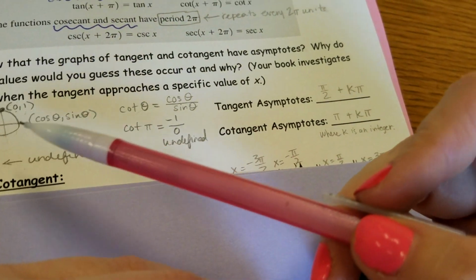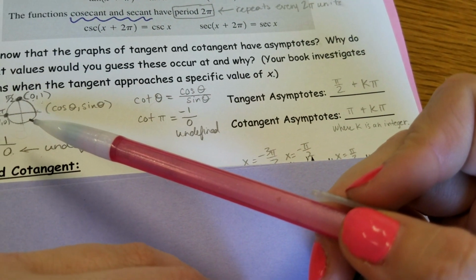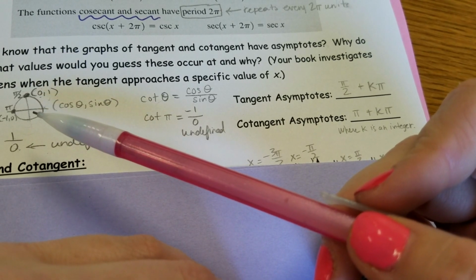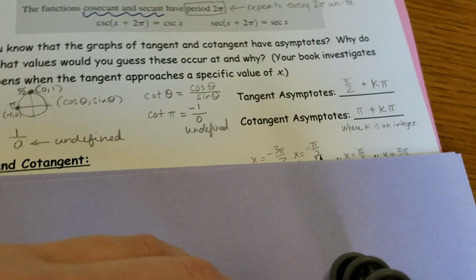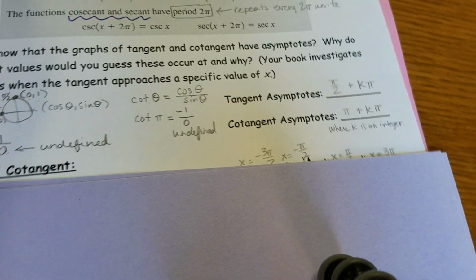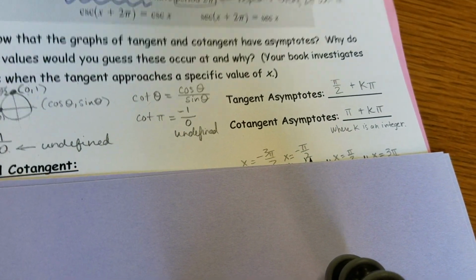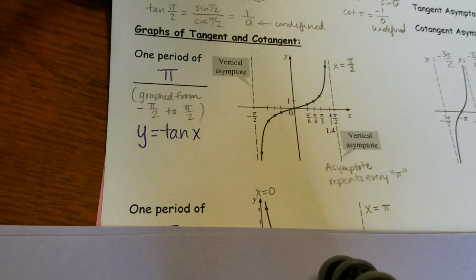Like I was saying earlier, it could still be 0 if you just plugged in a negative 1, right? Pi minus pi would be 0. So 0 is a spot where it is going to be undefined. So we're going to use those when we are talking about our graphs.